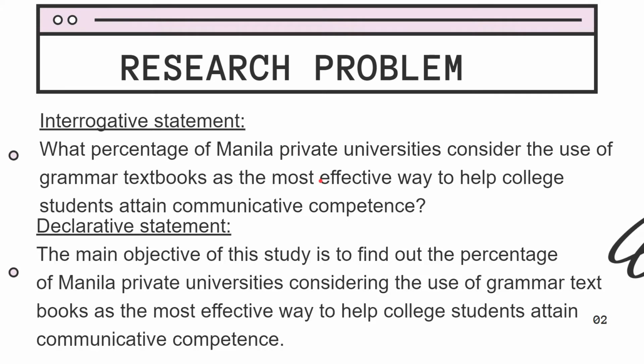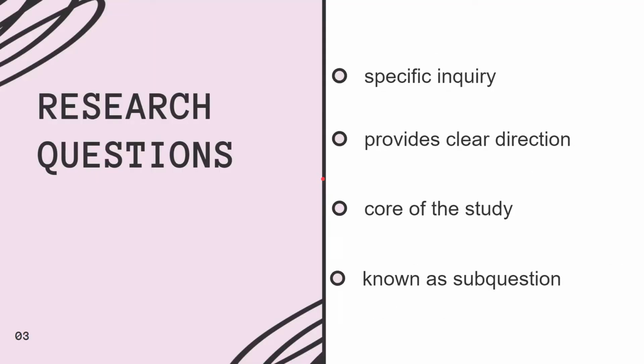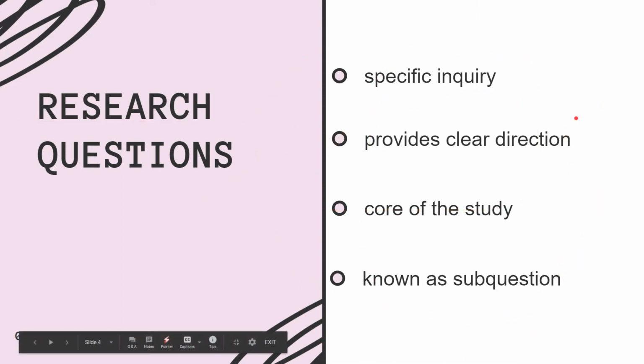Okay, so next, let's go to research questions. Once you have stated your problem, we go on to research questions. Okay, the research questions, of course, are the questions that we aim to answer by the end of our research. So these are their characteristics. First, you should have a specific inquiry.